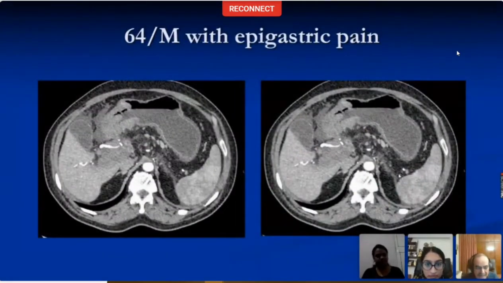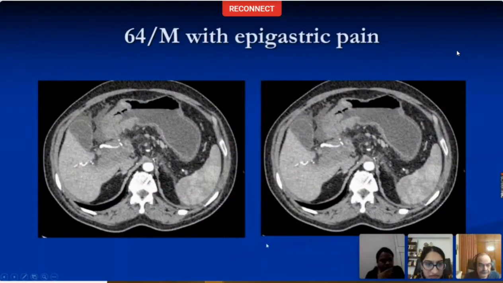Shreya, I'm going to move on to the next case, and I would request you to take this. This is a 64-year-old male patient who presented with epigastric pain, and this is the arterial phase, and I'd like you to describe this. Go ahead, please.